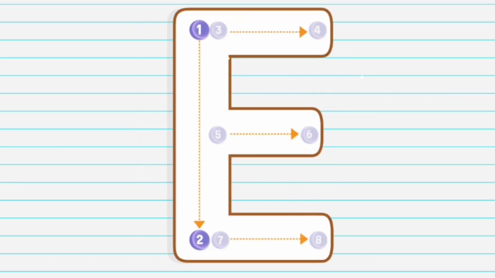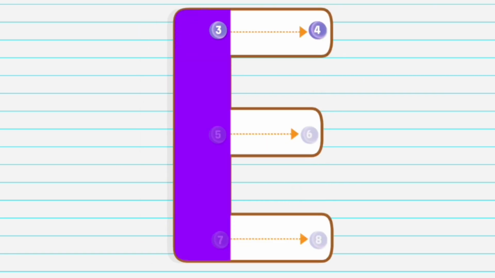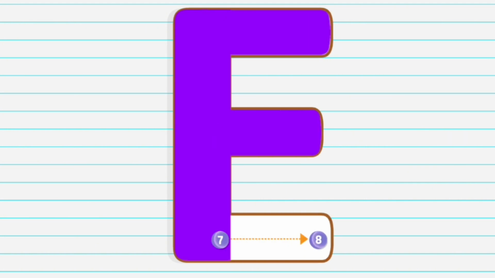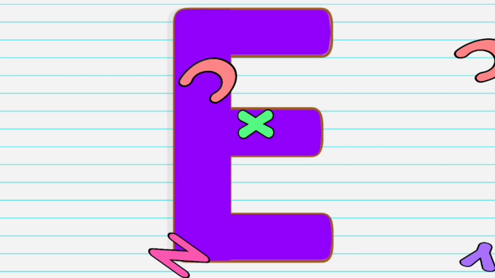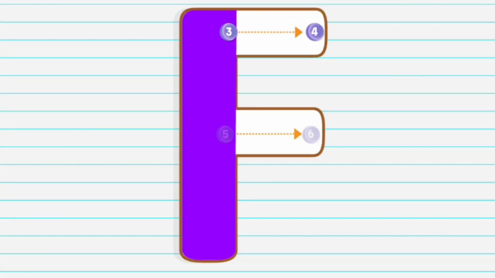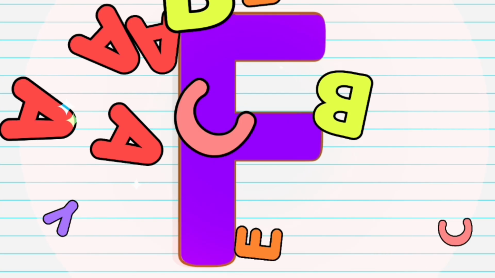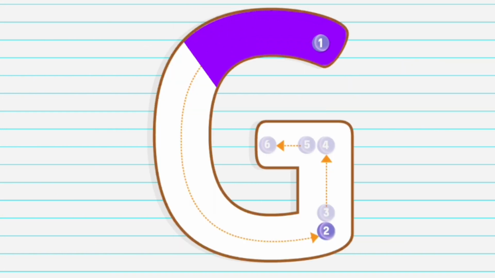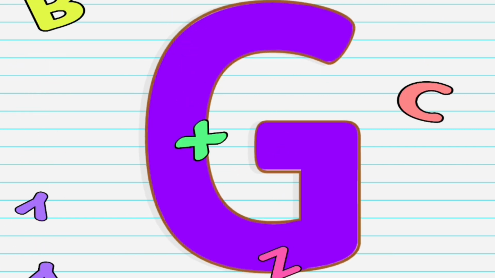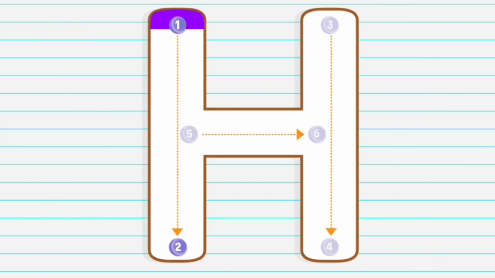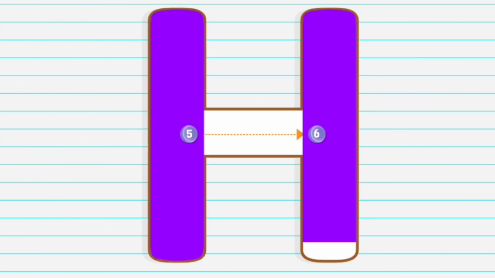This is D. E. Let's write E. This is E. F. Let's write F. This is F. G. Let's write G. This is G. H. Let's write H.